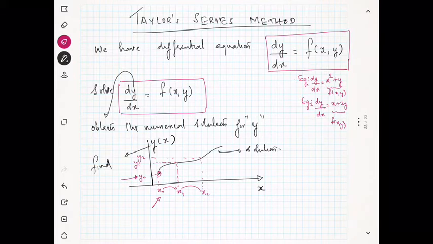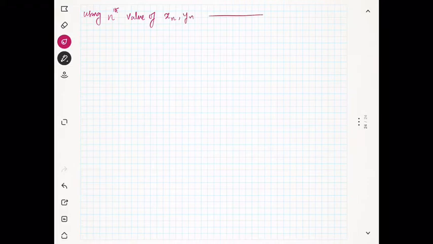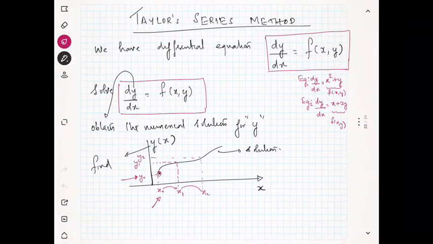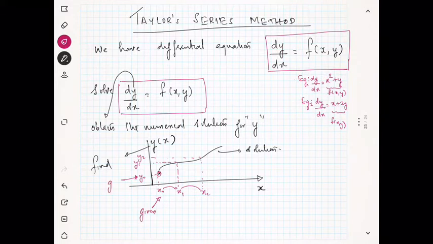So this is the Taylor series method. Actually, it is a single step method. That means by using the nth values xn and yn, we will find xn plus 1 and yn plus 1. As I told in the previous slide, x naught will be given and y naught will be given. Now you have to find x1.